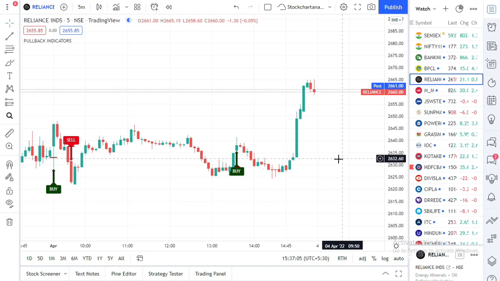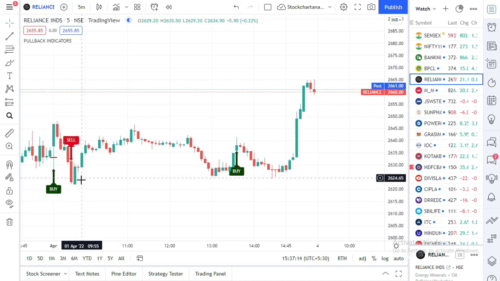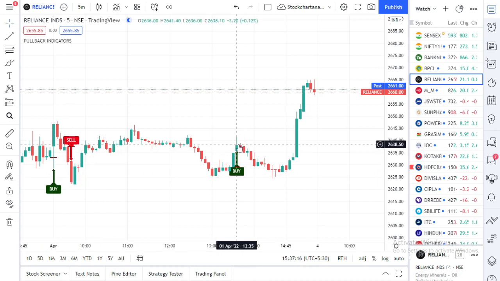This is a Reliance chart. In Reliance, you can see we got a buy signal in the morning, but no trade happened here. Again we got a sell signal, again there was no trade, and after that again we got a buy signal, but again no trade. So Reliance was very tricky today.